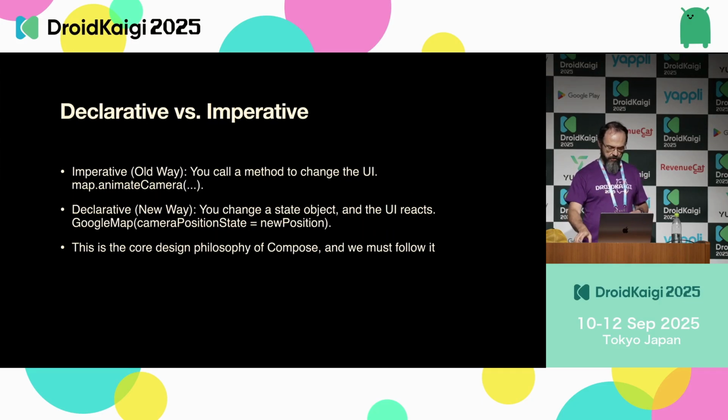As we mentioned, in the imperative, the old way, we would call a method to change the UI. In the case of maps, we could do map.animateCamera with a new position. And in the declarative, the new way, we change a state object, and the UI is going to react. For example, we will pass to our Google Map composable a camera position state, and when this changes, we update the composable. This is the core design philosophy of Compose, and we must follow it.